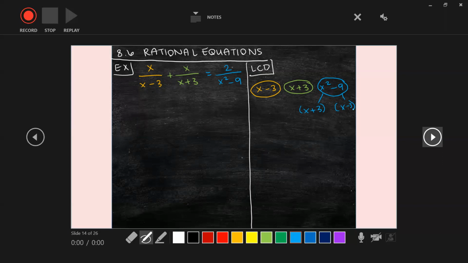So if we're trying to find the LCD, I'm going to go through and circle one of each of everything. In each of my little houses, I have an x minus 3, but I have another x minus 3 over here, so I'm just going to use one of those. And I've got an x plus 3, but I've got another x plus 3 over here, so I'm just going to use one of those because we're not using any of our duplicates. So our least common denominator is going to be x minus 3 and x plus 3.